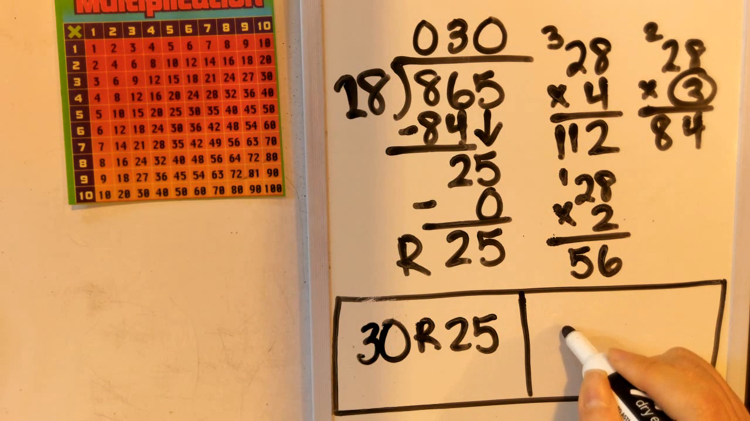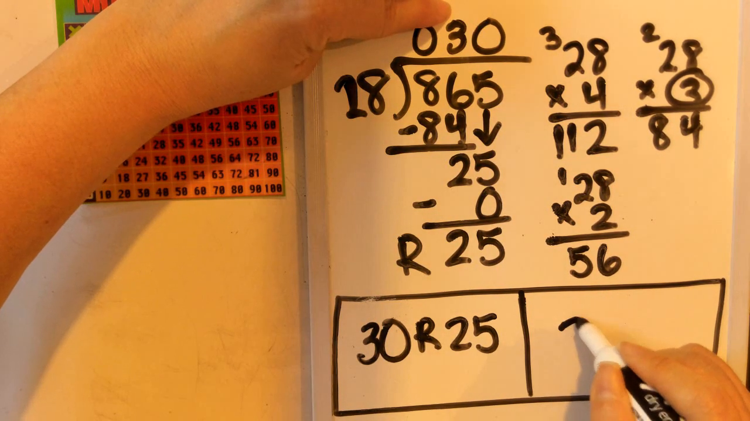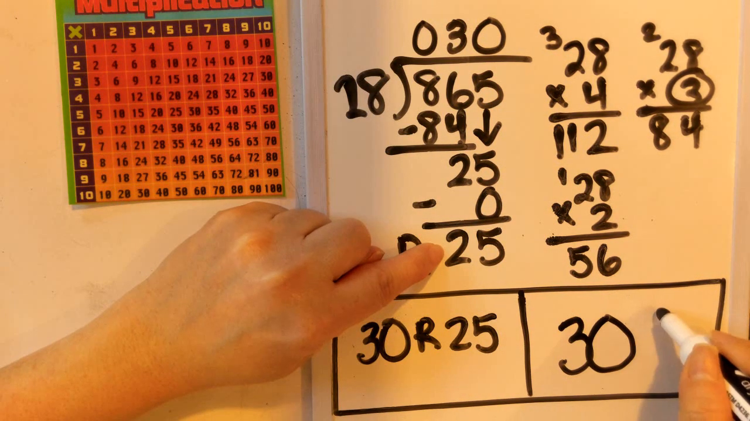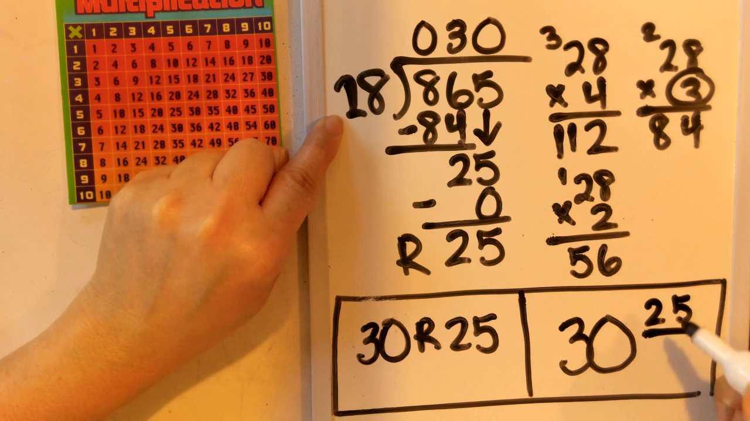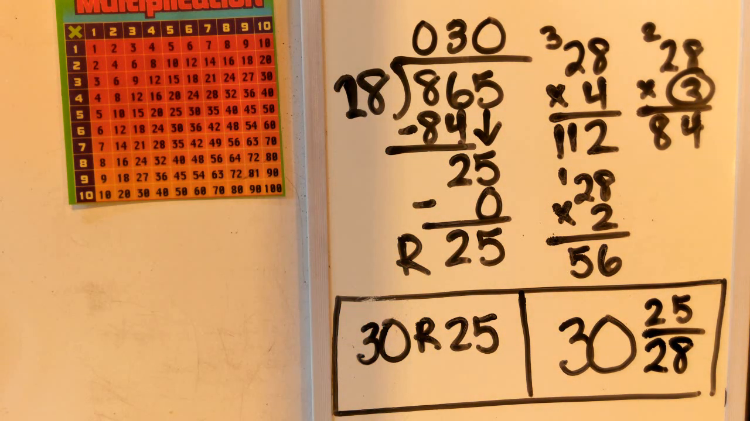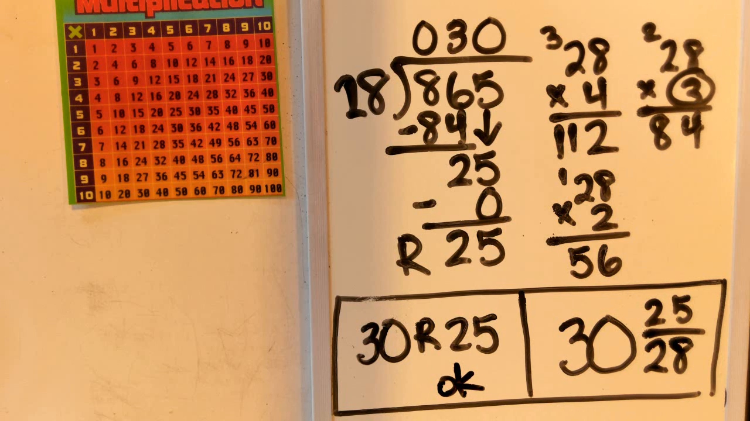In 5th and 6th grades, however, we want you to be able to put it in a fraction. So this is how you do it. You put the answer down here. So 30 is your answer. And then the remainder becomes your numerator, and this number right here will become your denominator. That is another way that you can write your answer. This way is okay if your teacher says it's okay, but normally this is probably the correct way as you're growing into 5th and 6th grades.